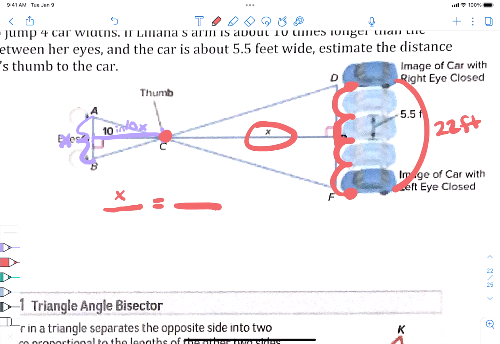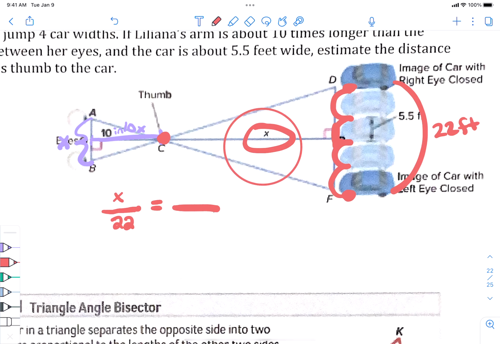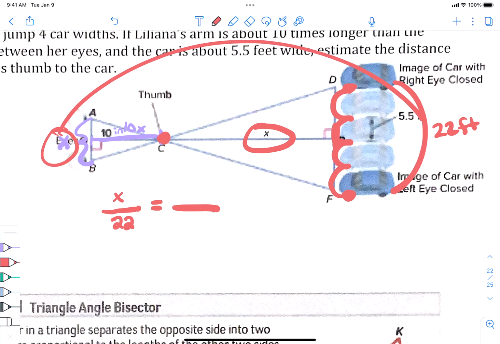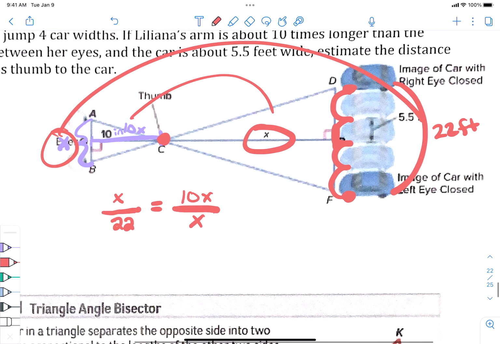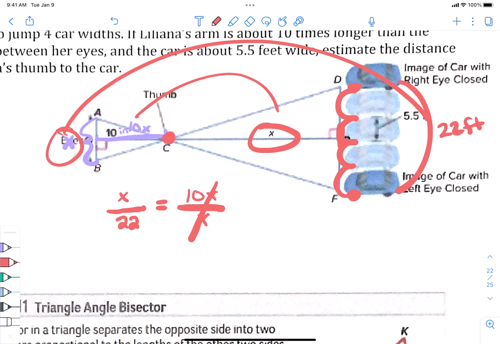22. Okay, X over 22. Which X are you using? Oh, just this X right here? No, this X over here. Yeah. X over 22 equals 10X over X, right? Okay? We got lots of X's going on, but I'm going to do this. Ready? I'm going to cancel these X's out.